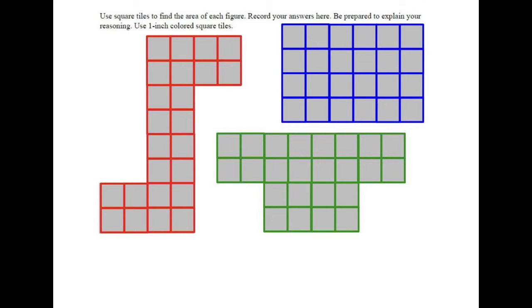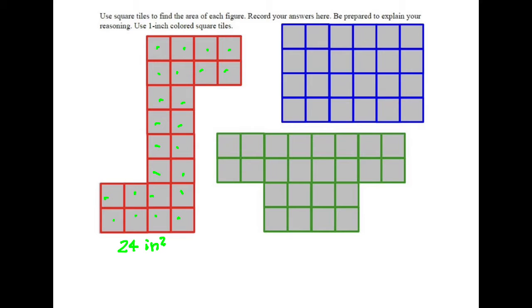So how many of those 1-inch squares do I have? You could count them individually and just do it that way. So we would have 1, 2, 3, 4, 5, 6, 7, 8, 9, 10, 11, 12, 13, 14, 15, 16, 17, 18, 19, 20, 21, 22, 23, 24. So we have 24 1-inch squares. So that would be 24 square inches for that area.